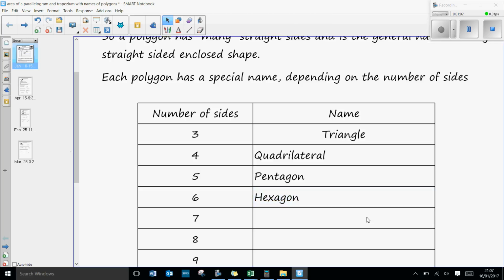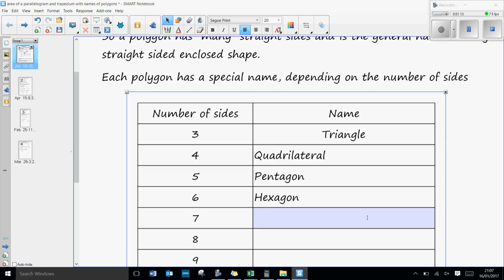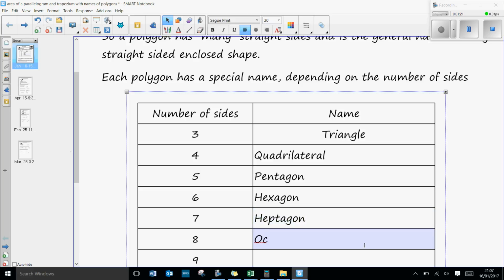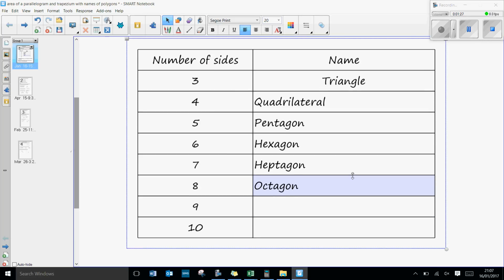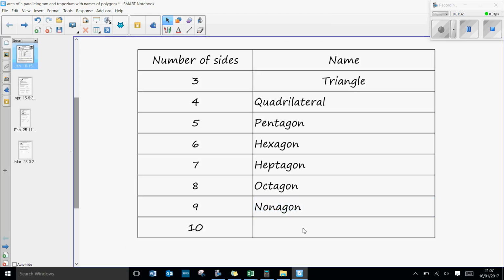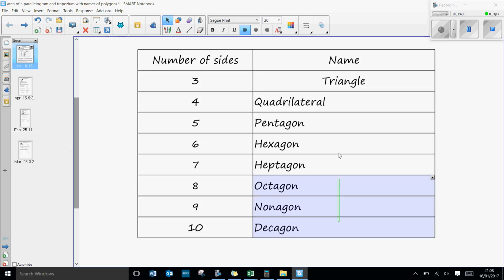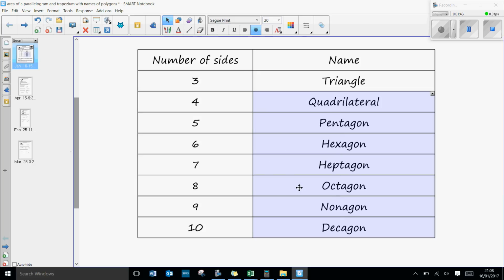A 7-sided shape, some people get confused, this is a heptagon. An 8-sided shape is an octagon. A 9-sided shape is a nonagon. And a 10-sided shape is a decagon. Okay, so they are the shapes. Let's just make it look nice. So they are all the names of all the shapes depending on how many sides they have.